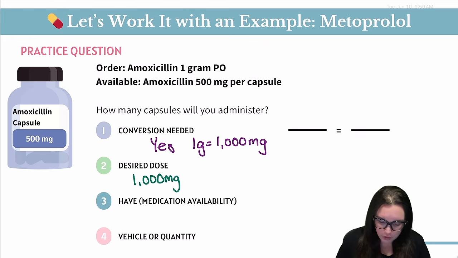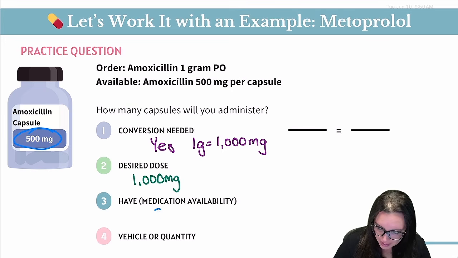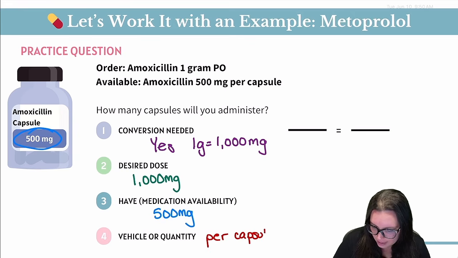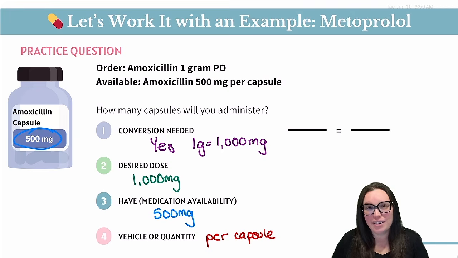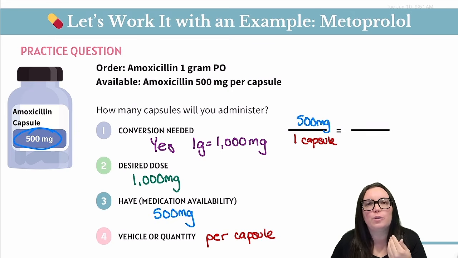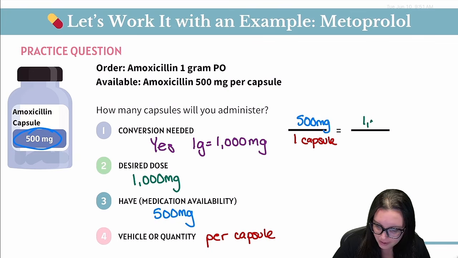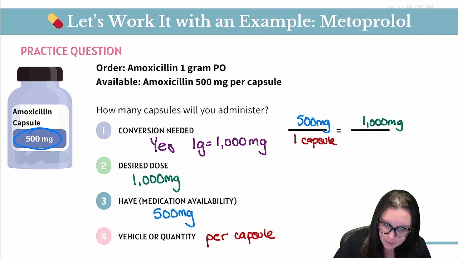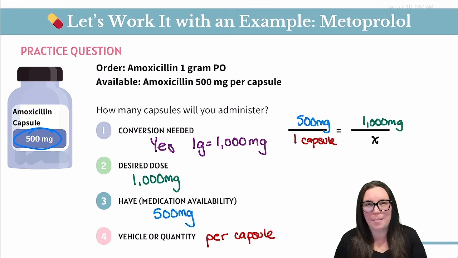What do we have available to us? I'm looking at my label. My label says that we have 500 milligrams and they are available per capsule. So each capsule is going to have 500 milligrams. Now we're going to start plugging in. Our first fraction is what we know, what is on the medication bottle. So at the top, we're going to put our 500 milligrams, and at the bottom, I'm going to put 1 capsule. And for my next fraction, it's what is the order? What am I supposed to give? So at the top, I'm going to put my 1,000 milligrams based on the order, and at the bottom, I'm going to put X because I don't know how many capsules I'm going to give yet.